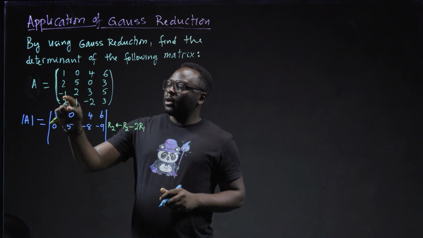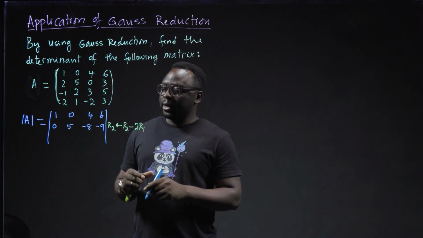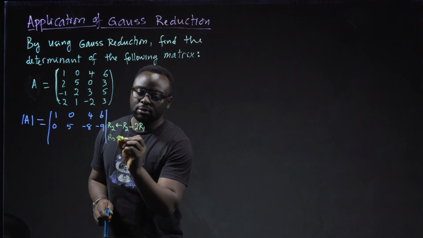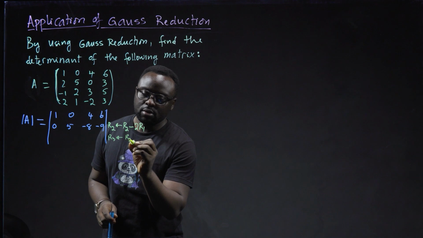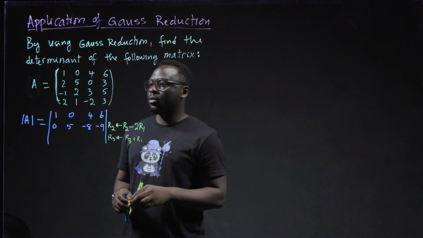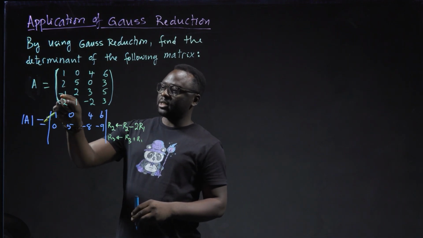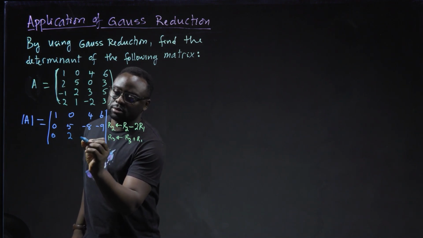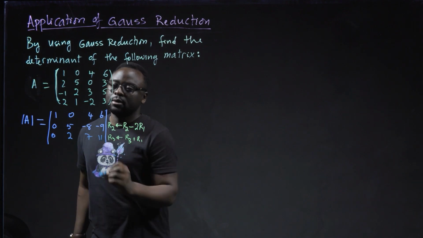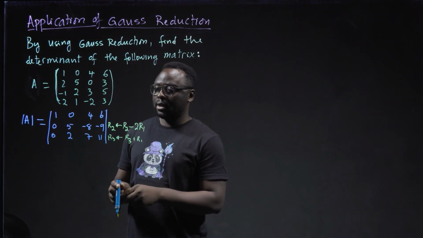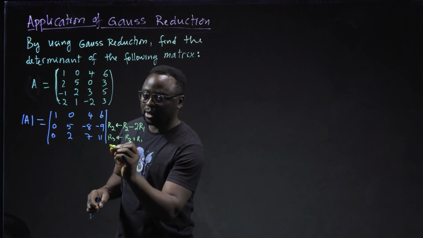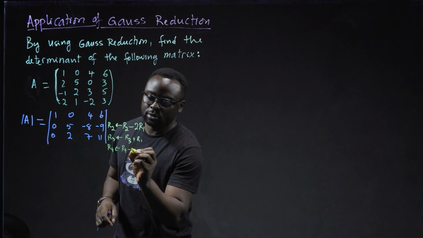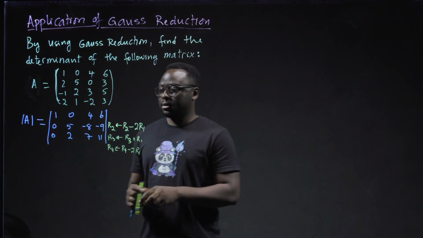Now for the third row, I want to get rid of this minus 1. So I can just say the third row becomes the third row plus the first row. Because we already have a negative sign here, if we sum up, you have 0. Here we have 2, 7, and 11. For the last row, we want to get 0 here. We do something similar to the second row. So R4 becomes R4 minus 2 R1.